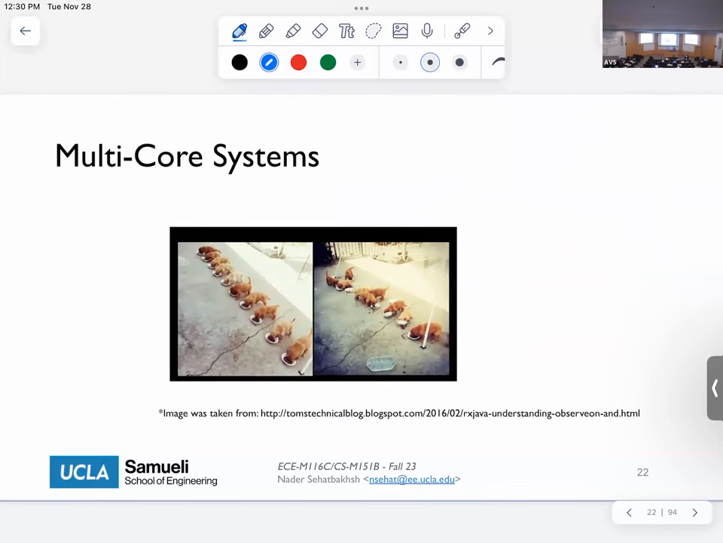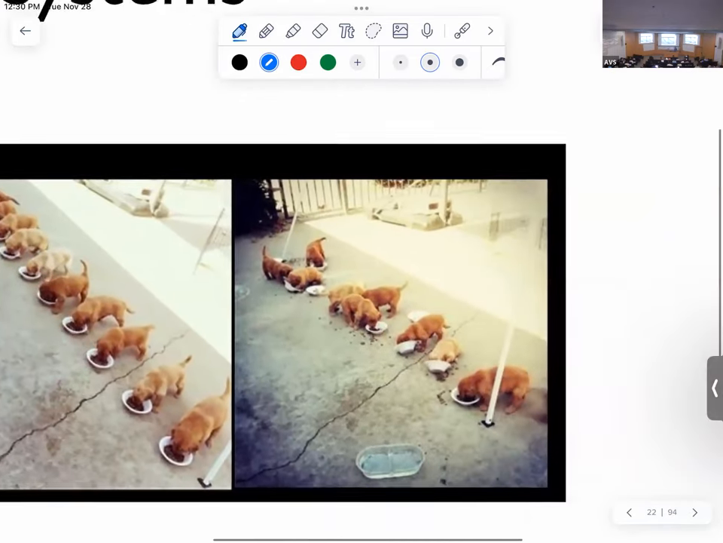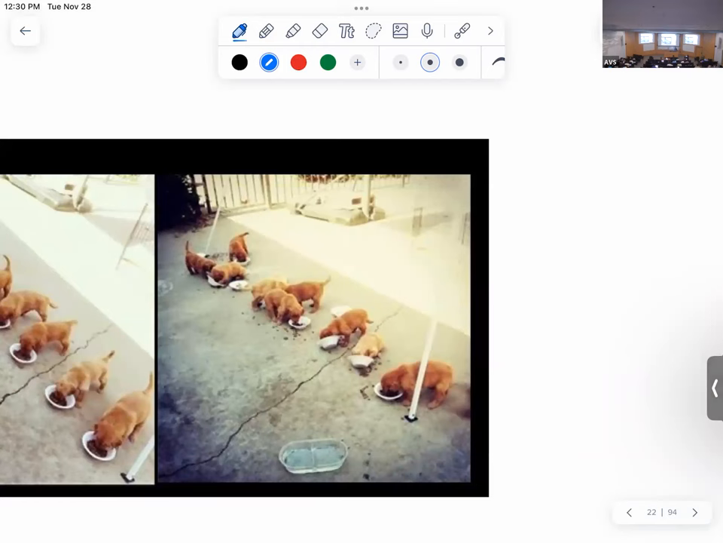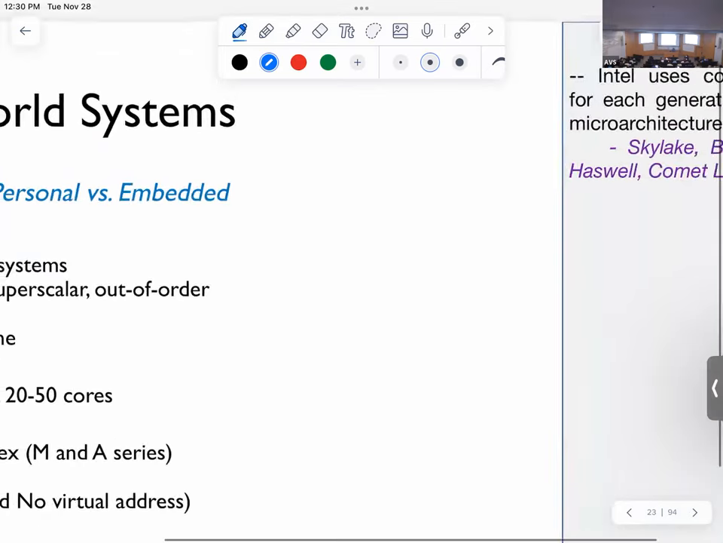All right, so what you will see is that in reality, a multi-core system is supposed to be kind of the image on the left. In reality, it's kind of a mess on the right. So we're going to talk about this kind of mess that we're going to see in this course, in this system.